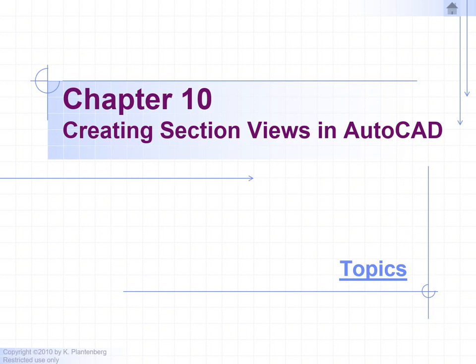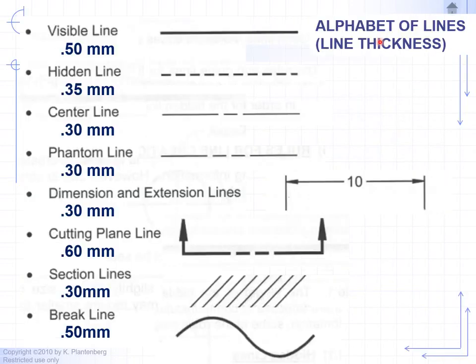In the last chapter, chapter 9, we covered creating section views, sketching by hand. In chapter 10, we're going to still cover section views, but we're going to use AutoCAD in this chapter. Next slide. Quick review of alphabet of lines.